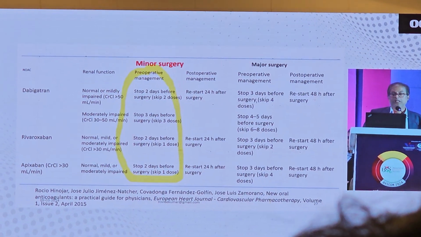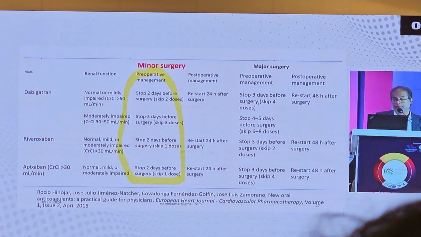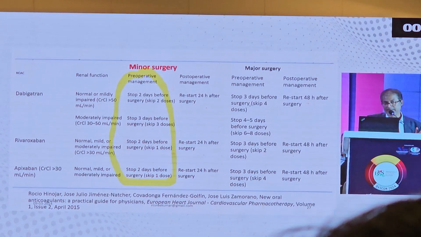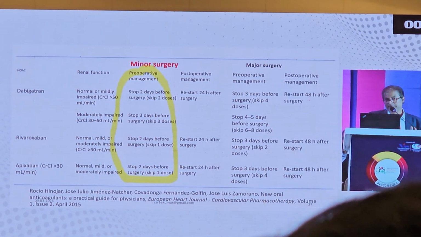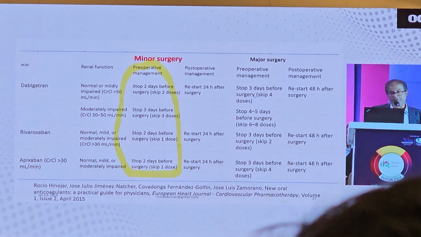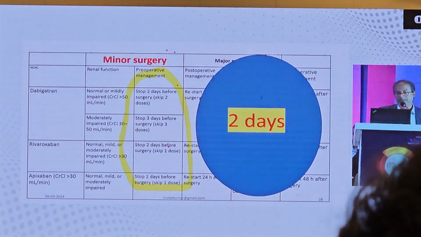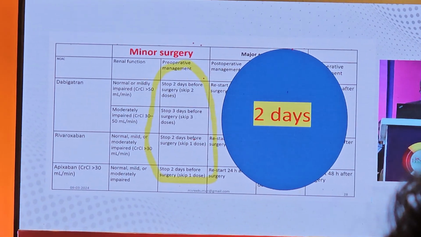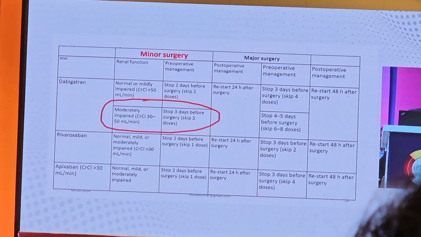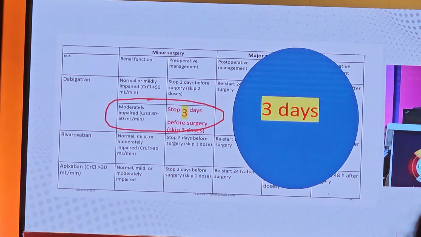but still they are not really available. So the thing is, when surgeons treat this patient, you need to know when to stop the medicines when you are planning an elective surgery. If you are planning a minor surgery, you have to stop 2 days before the procedure and convert to heparin if required. You can stop 3 days before if the renal function is compromised.